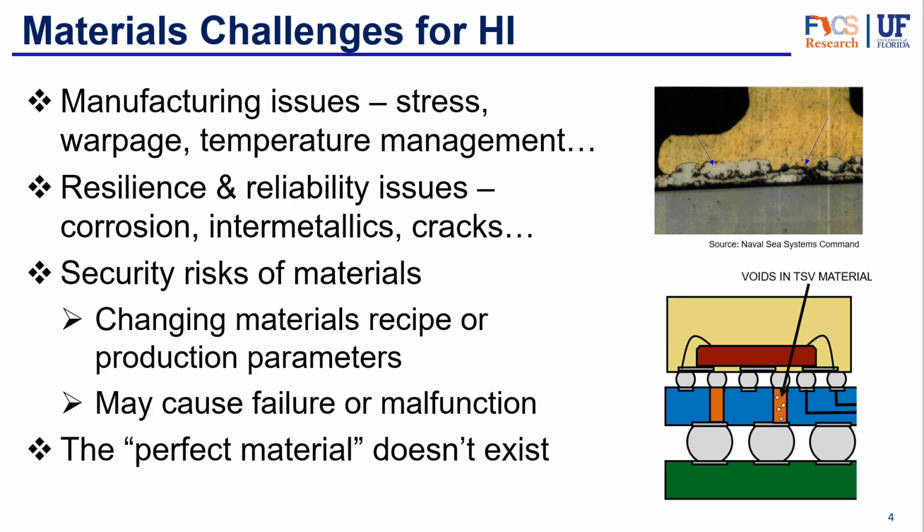Some of the things they could do is they could potentially change the material recipe or the production parameters, and this can lead to failure or malfunction. An example of that would be if they change the parameters of fabrication. Maybe the copper in the TSV could develop voids, and this can be hard to detect, and eventually this would lead to malfunction. So we need to be wary and careful of that in the future as well.